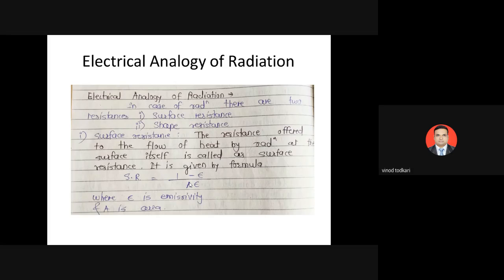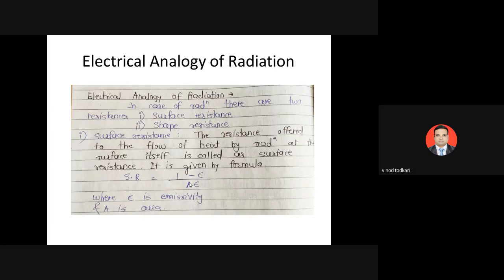What is surface resistance? Surface resistance is the heat resistance offered to the flow of heat by radiation at the surface itself. It may be the resistance offered to emission of energy or it may be the resistance offered to absorption of energy. It is given by the formula 1 minus emissivity upon area into emissivity. It is (1 minus epsilon) upon (A into epsilon). I believe that it is clear to you. Surface resistance is 1 minus emissivity upon area into emissivity.